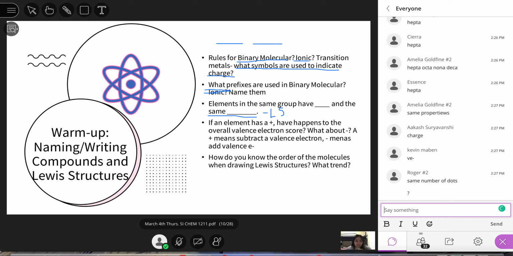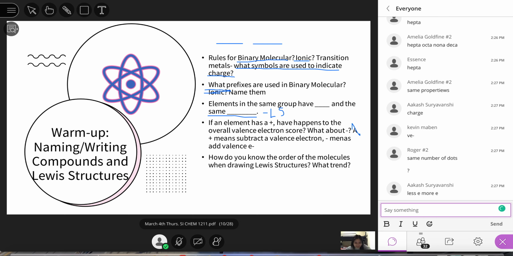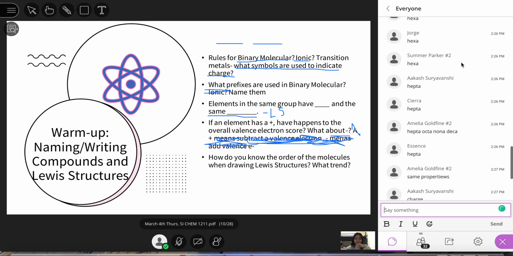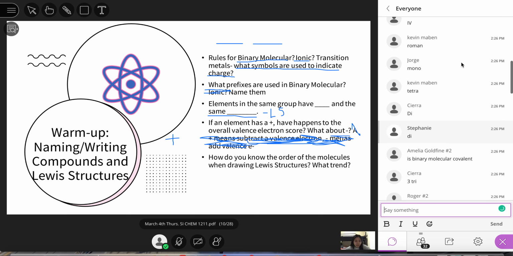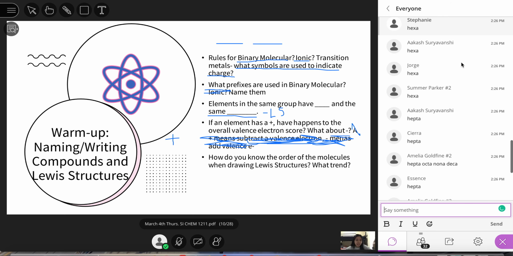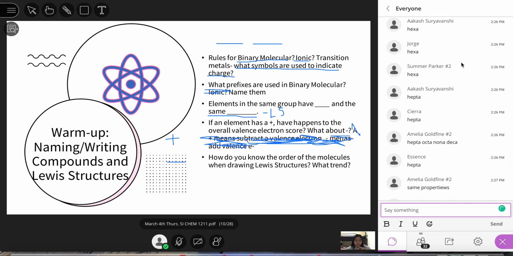And then if an element has a plus, what happens to the overall valence electrons? And then same with a negative. Less e, more e. Yep, exactly. Do we agree with that? I think you guys already know that though. If it has a plus on top, you subtract a valence electron. If it's a minus, you add an electron. And then again, that becomes your new valence electrons for your Lewis dot.